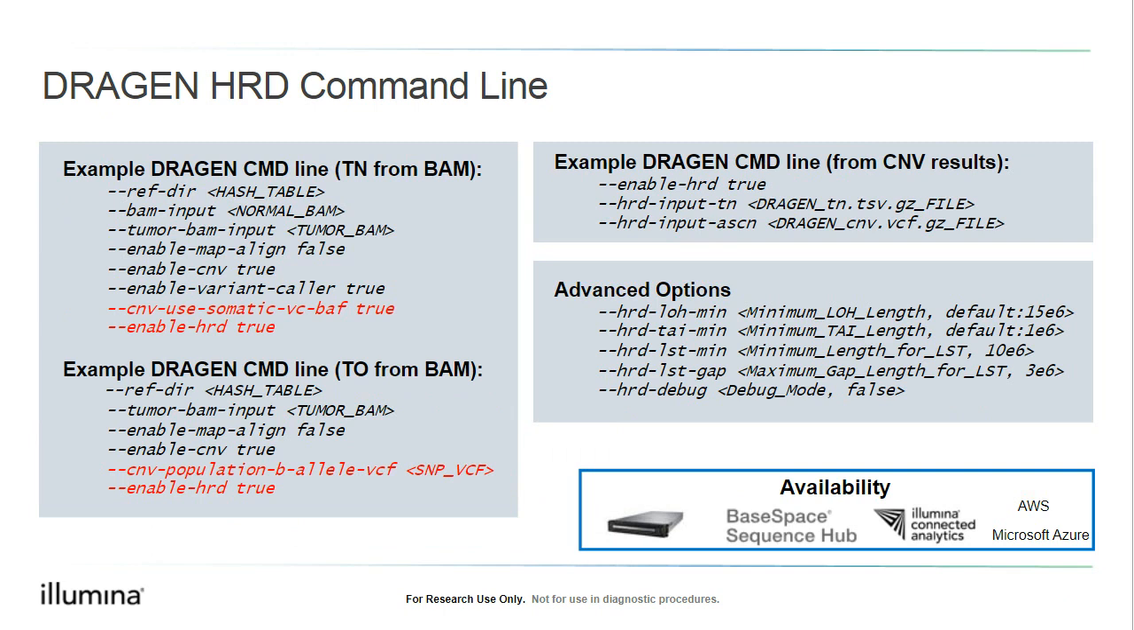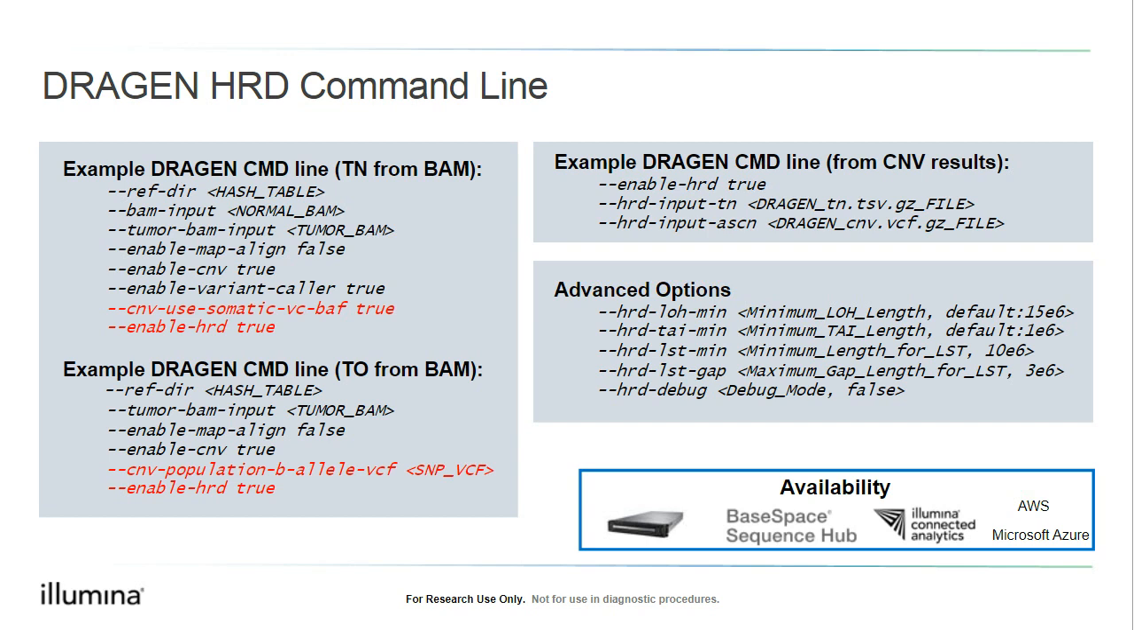The HRD command line, again, is extremely simple. If you are running your DRAGEN-based tumor normal analysis, you could start from a BAM file, or you could start from FASTQs. All you have to do, if it's a tumor normal sample, is enable HRD, and you can use the variant call allele frequency option and set this to true. I'll talk about this option in the CNV section when we get to it.